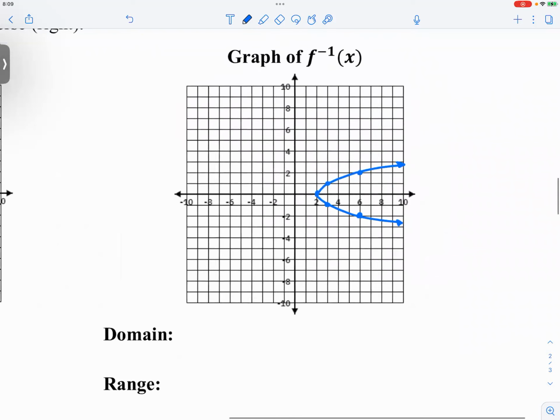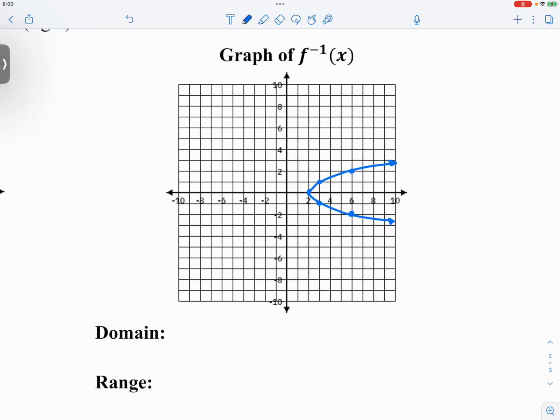And if you look at this, can you list the domain and range properly? Yes. The domain is 2 to infinity, right? And the range is from negative infinity to infinity. And again, you always start from the smaller number, then you look at the big number.